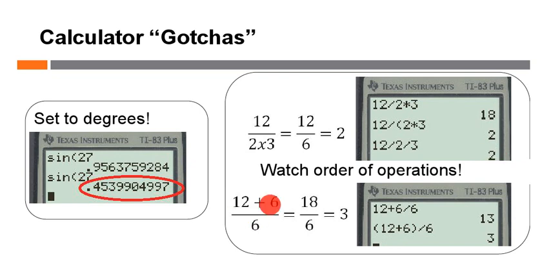Down here on the bottom, if you're adding or subtracting, especially in a fraction, 12 plus 6 should be 18, and when I divide by 6 there, 18 divided by 6 should be 3. That's the correct answer. But it's real easy on your calculator to go 12 plus 6 divided by 6, and here again, remember order of operations. 6 divided by 6 is 1, and then say 12 plus 1 gives you 13. So just think about what you're putting into your calculator and if that's really what you want it to do.